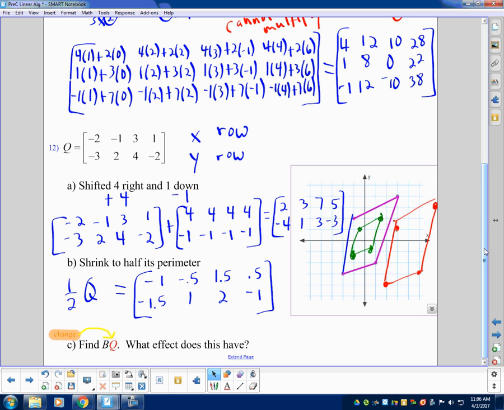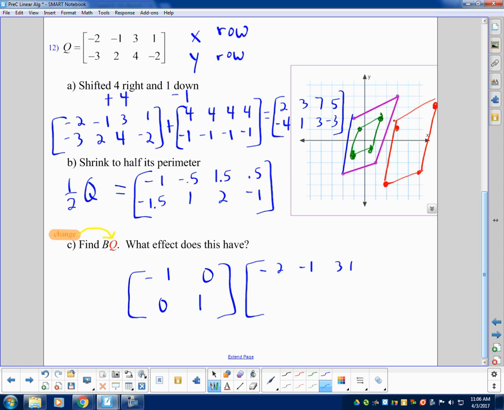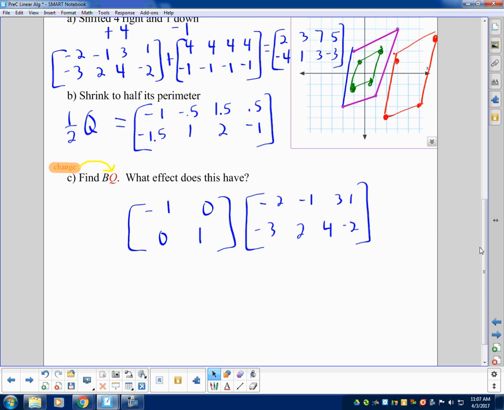It says let B equal -1, 0, 0, 1. Find BQ. So find BQ. So B equals -1, 0, 0, 1. Does anybody have any guess as to what this might do to the matrix Q in terms of transformations? Any guesses? So what we're doing is making an x coordinate negative and a y coordinate keeping it the same.